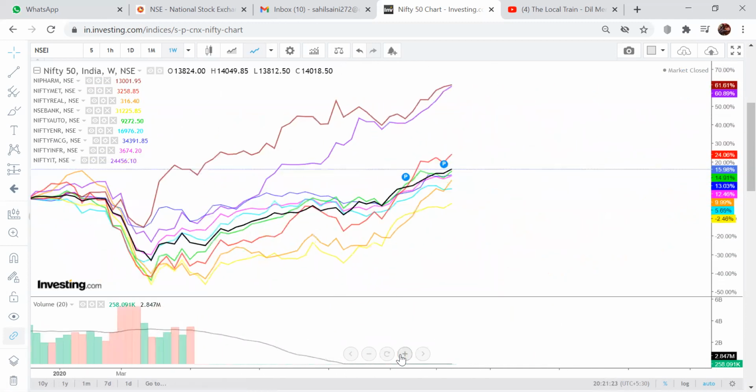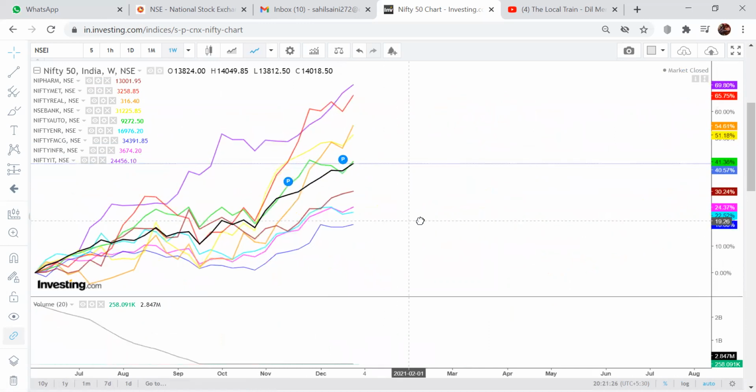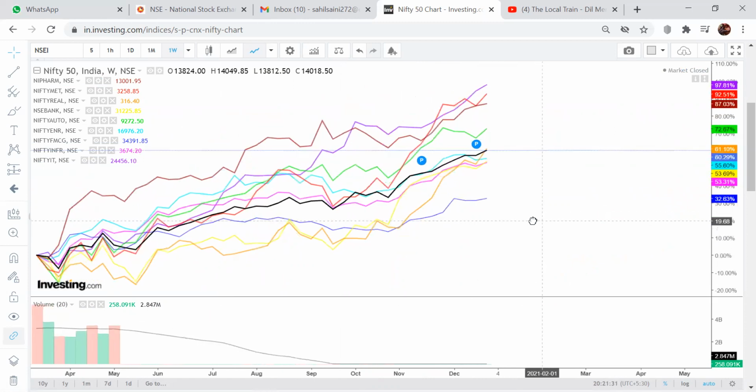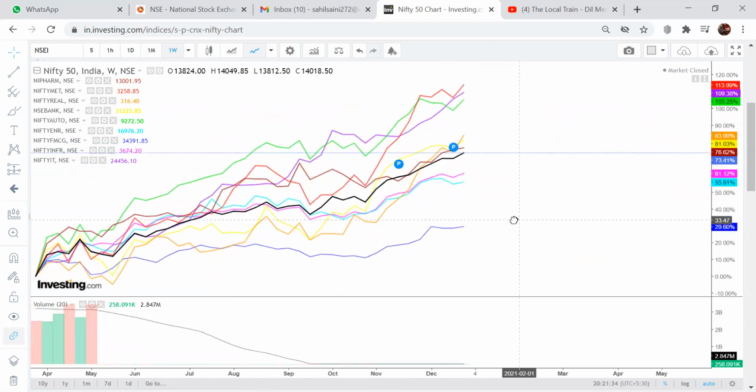First, after April. So this is my April. Here we found our low. This was March end. Sectors made their low this time, and after this, we witnessed a huge recovery. 76%, it's really big.